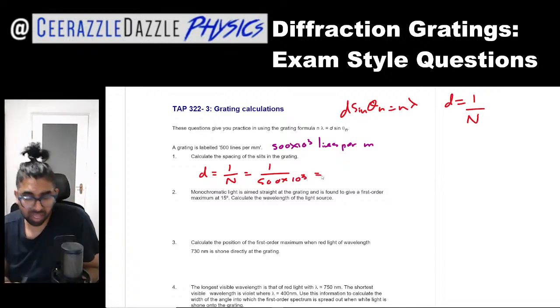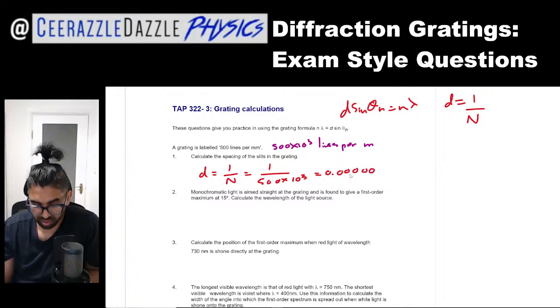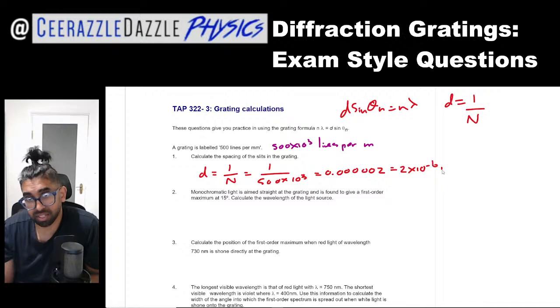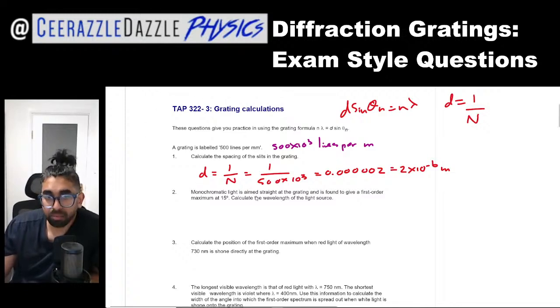Okay, let's bang that into a calculator over here. So it's going to be 1 divided by 500 times 10 to the power of 3. We're getting the answer of 0.000002, which is 2 times 10 to the minus 6 meters as the slit separation. Okay, easy stuff for the first one. Question 2. Monochromatic light is aimed straight at the grating and is found to give a first order maximum of 15 degrees. Okay, calculate the wavelength of the light source.